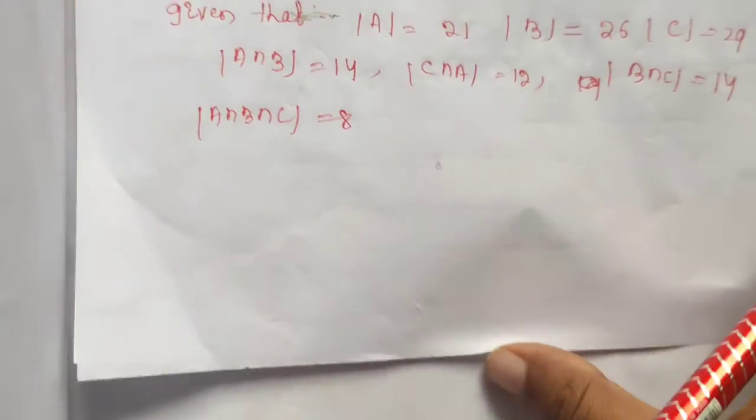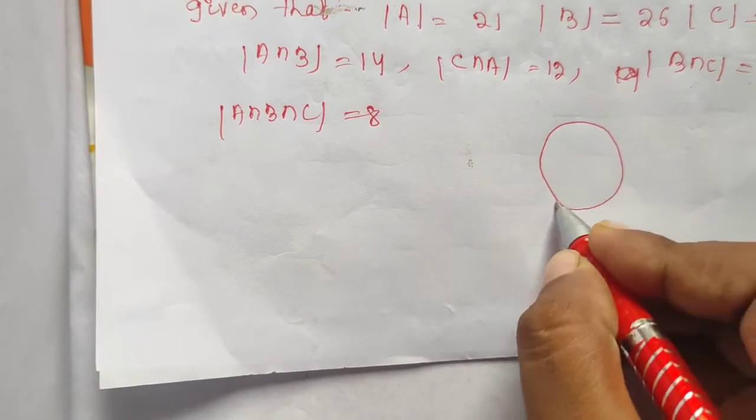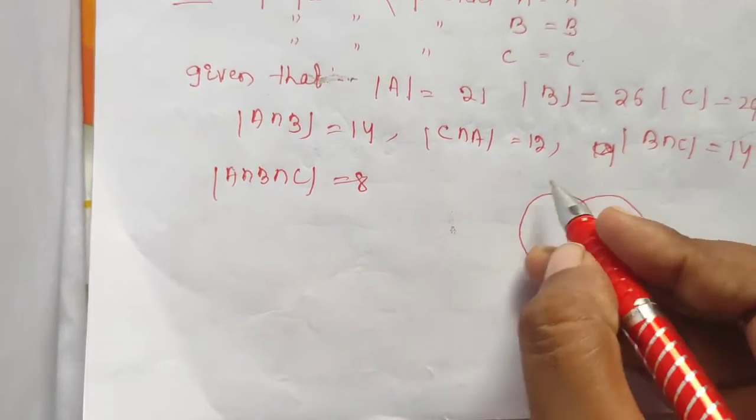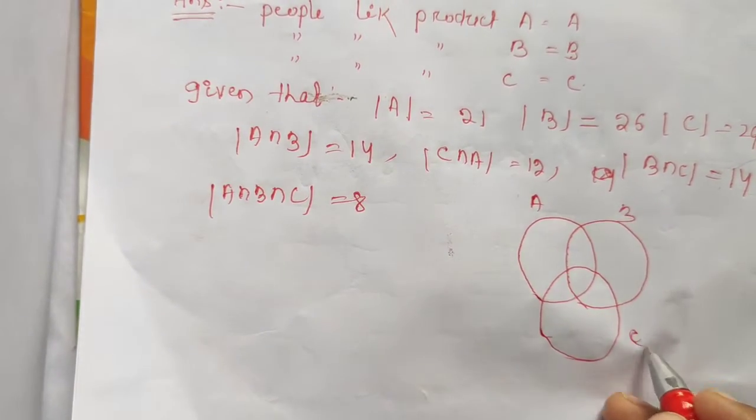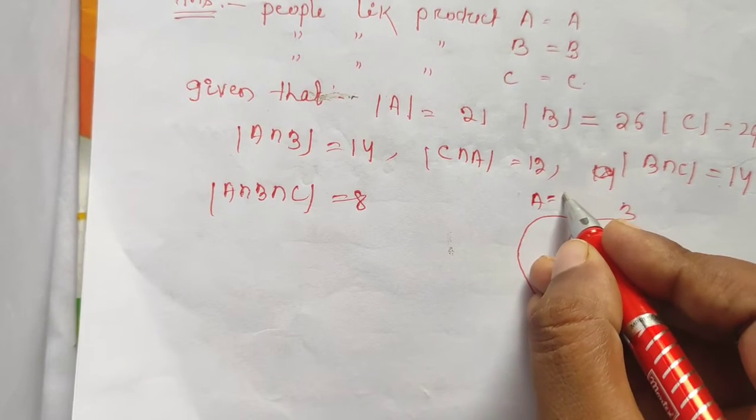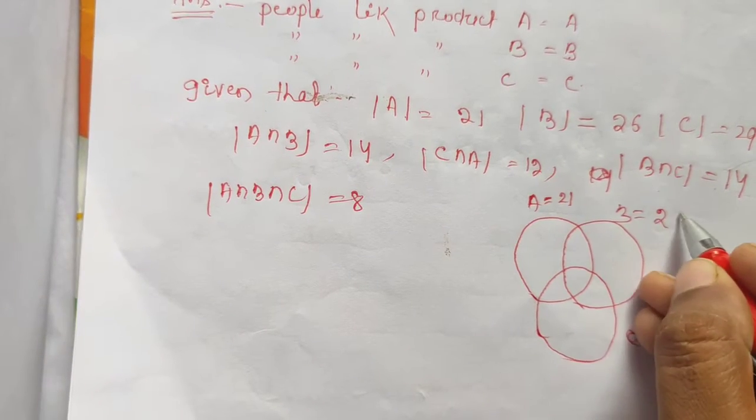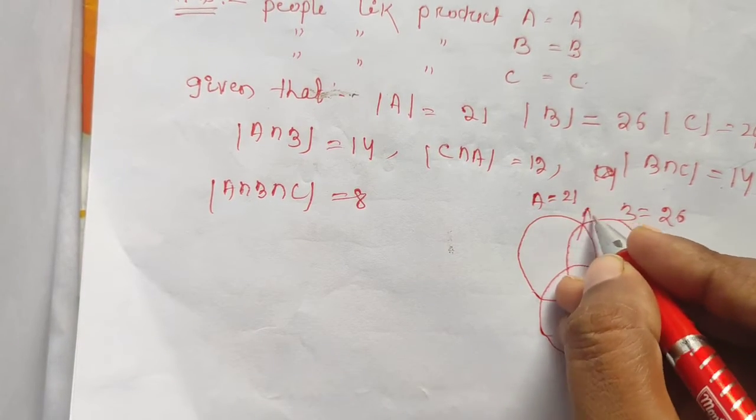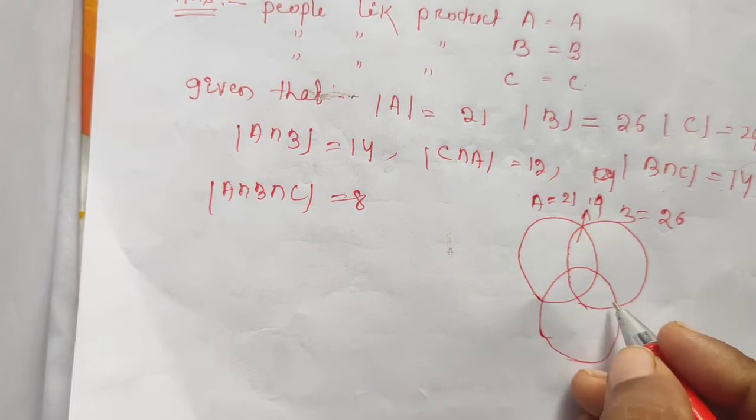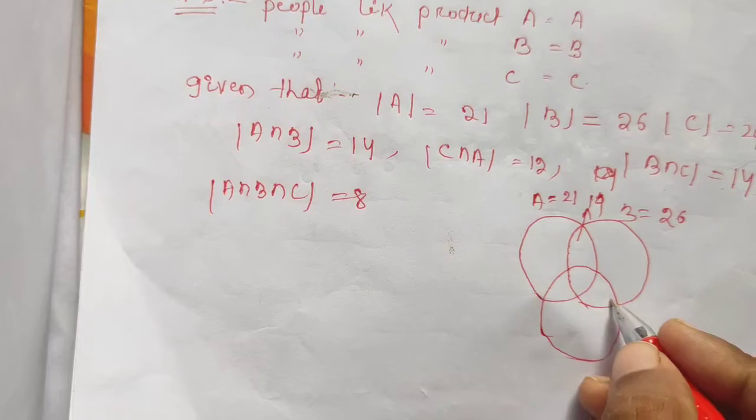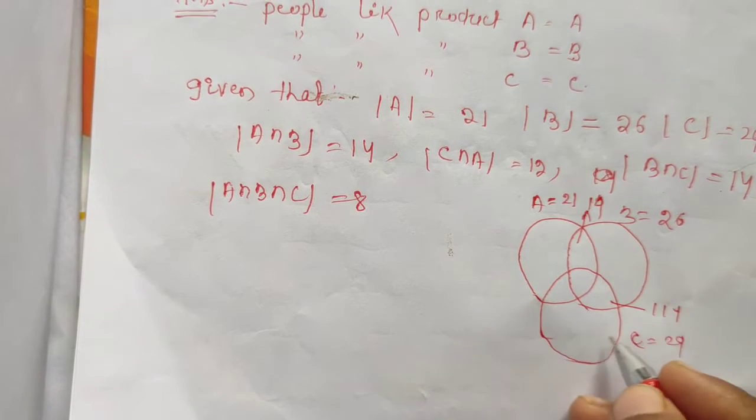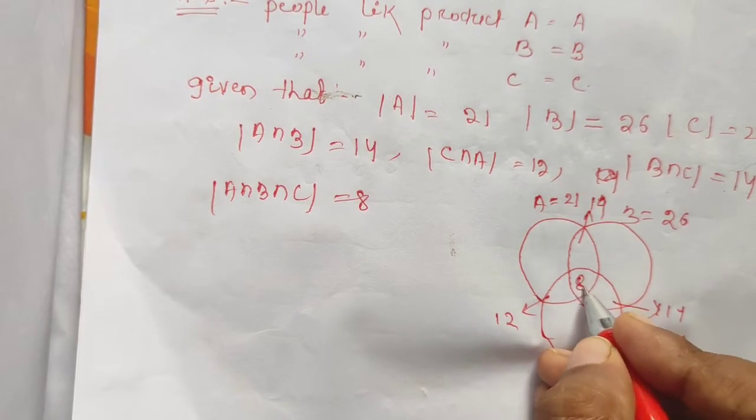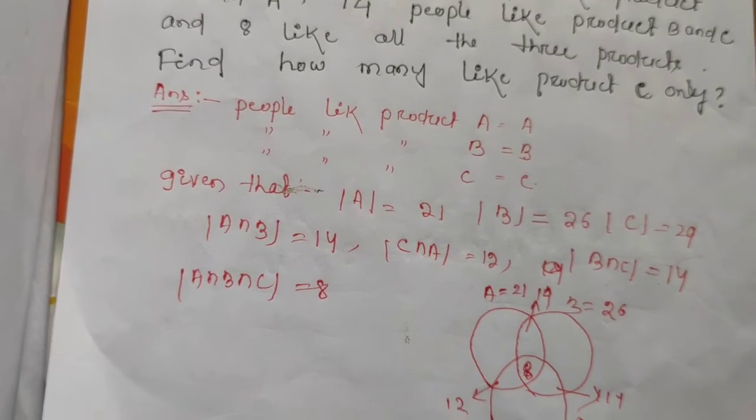Next, we know that A, B, C. Here |A| is equal to 21, |B| is equal to 26, |C| is equal to 29. Next, A intersection B is equal to 14, B intersection C is equal to 14, C intersection A is equal to 12, and A intersection B intersection C is equal to 8. Question: how many people like product C only?